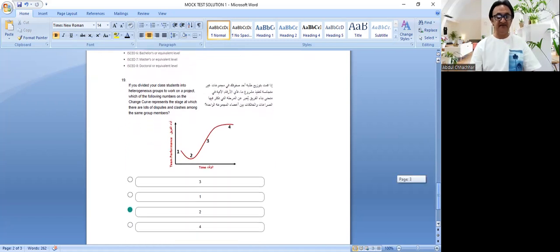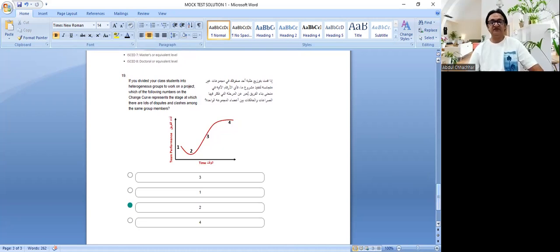The third thing I found, because most tests have at least one question of this kind, is the line graph, or what we call a bar graph. Okay, so if you divide your class students into heterogeneous groups, that means belonging to different cultures, different values, different levels of educational background, and all these things. Okay, diversity. To work on a project, which of the following numbers on the change curve represents the stage at which there are lots of disputes and clashes among the same group members?